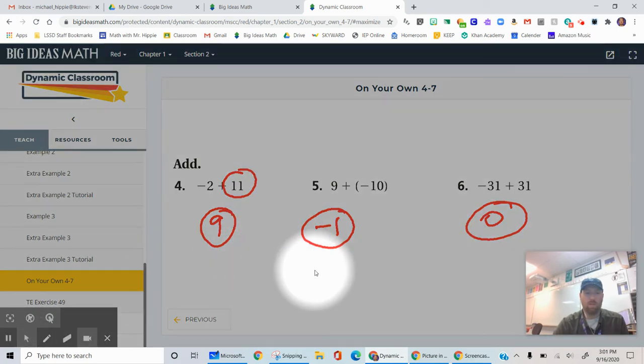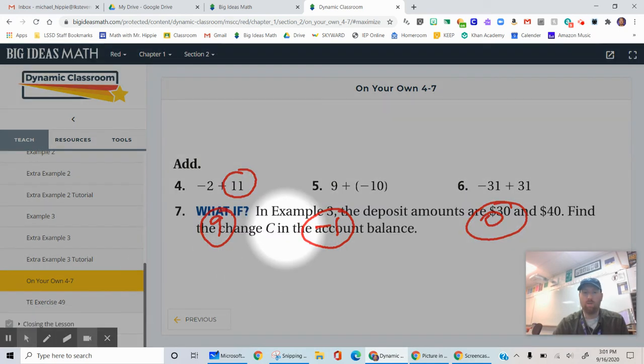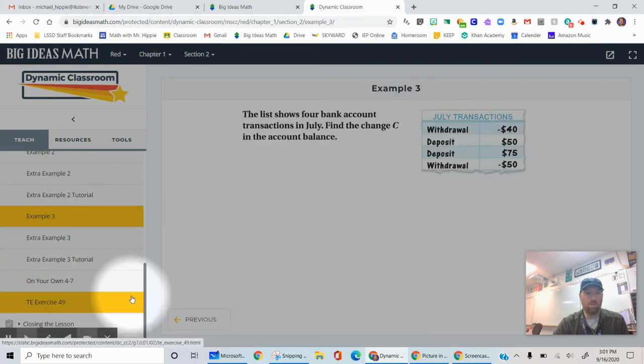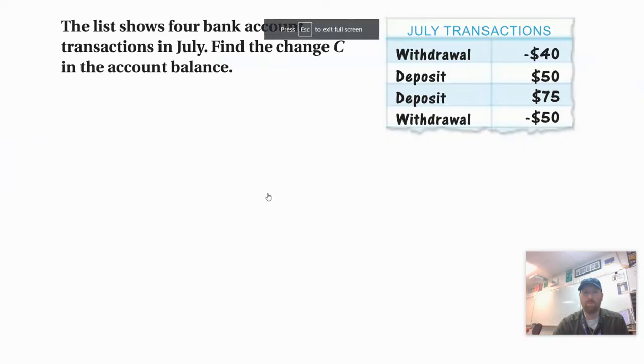Oh, there was one last problem. All right, actually, here, we'll do this one. So we've got a third example problem. This one is something that you might see as a word problem on an assignment. So this one says the list shows 4 bank account transactions in July. Find the change in the account balance.